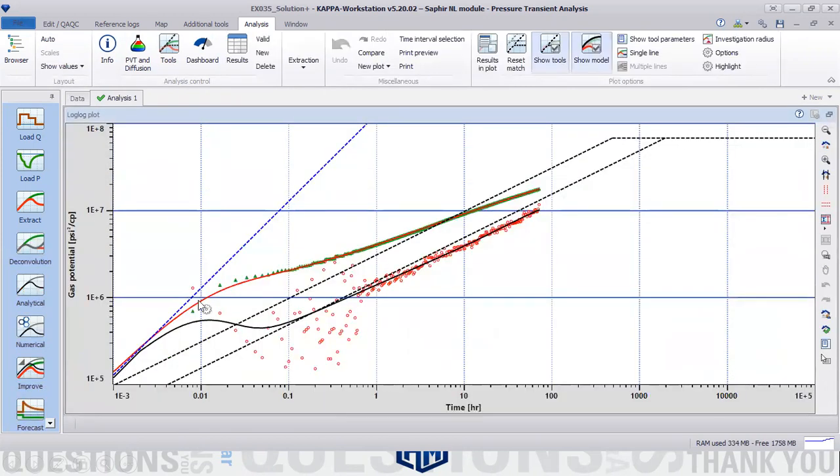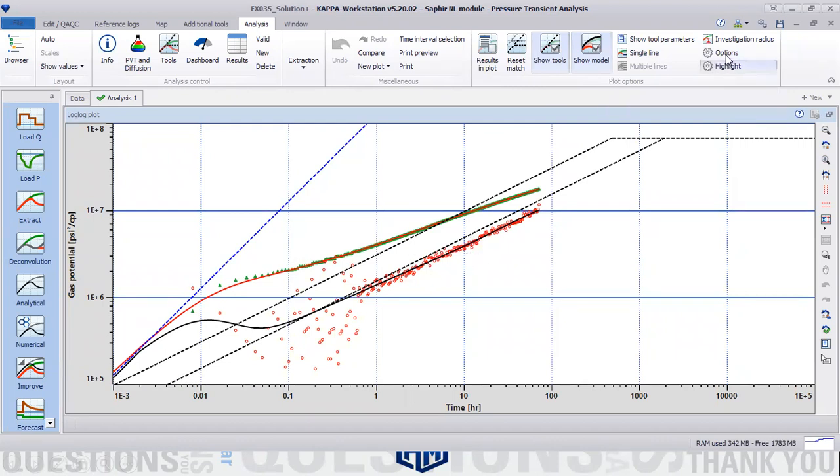So in the log plot, as you can see, this is the unit slope line representing the wellbore storage, and right here we have these two parallel half slope lines representing the fracture linear flow.